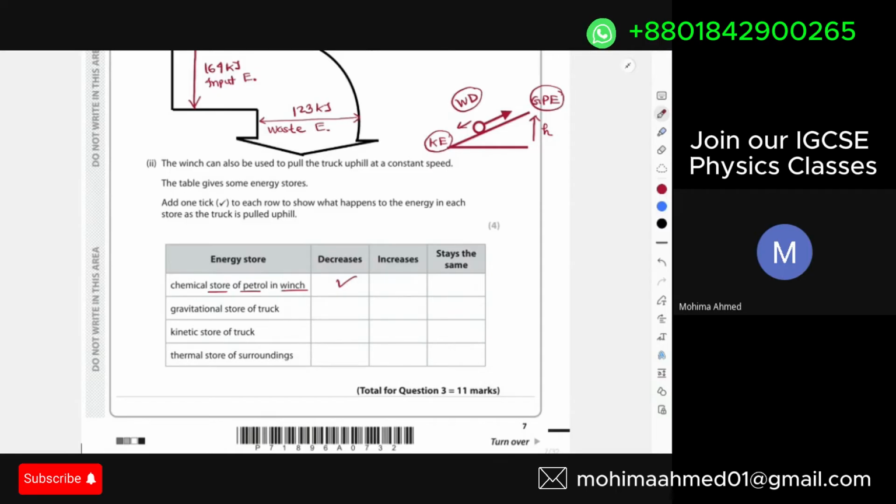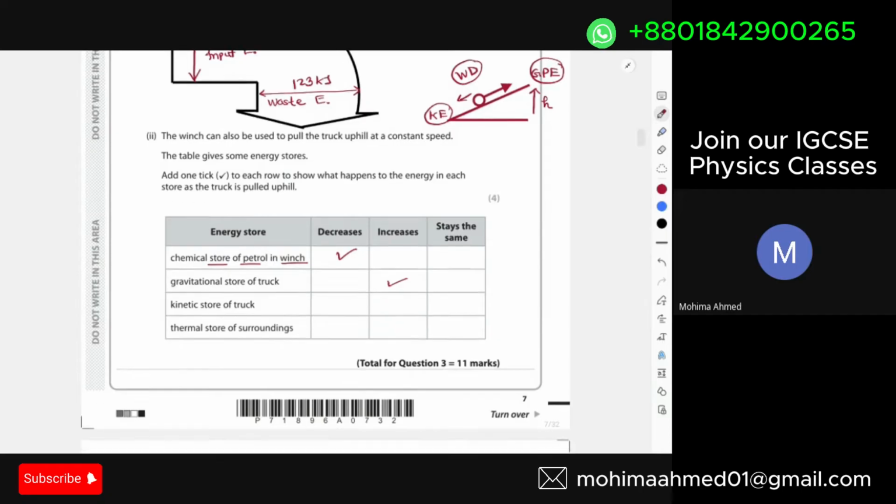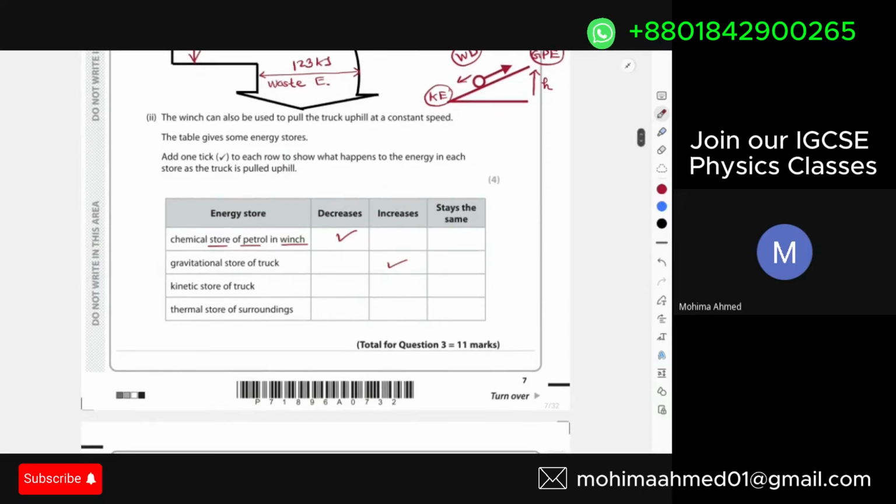And again, gravitational store of the truck, gravitational potential energy they're talking about, is going to increase, because after the entire journey up the hill, the truck will be h meters above the horizontal ground. So height increases, gravitational potential energy also increases. Kinetic store of the truck: as the truck is dragged up the hill, that kinetic energy got converted into gravitational potential energy. That means kinetic energy in that case decreased. So kinetic energy decreased because of friction, right?